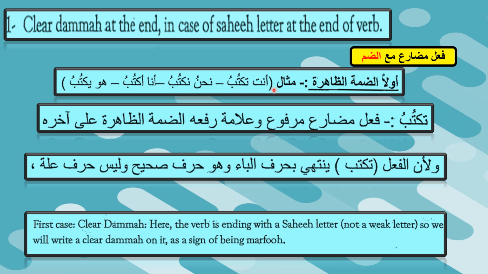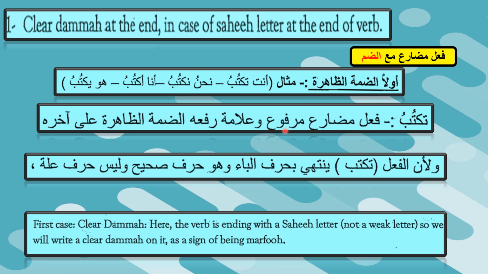So anta taktubu, nahnu naktubu, ana aktubu, huwa yaktubu. You can see the clear dhamma on the last letter, and the last letter of the verb doesn't have any weak letters in it. So taktubu, how are you going to say it in Arabic? Taktubu, fi'l mudari'. It is fi'l mudari' and it is marfu'. How do you know it is in the marfu' case?